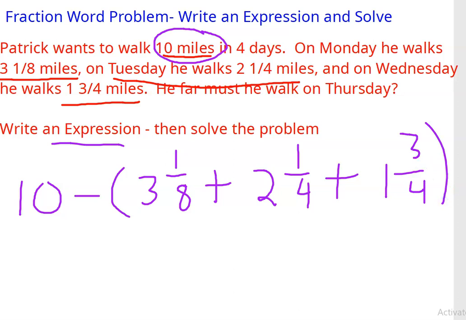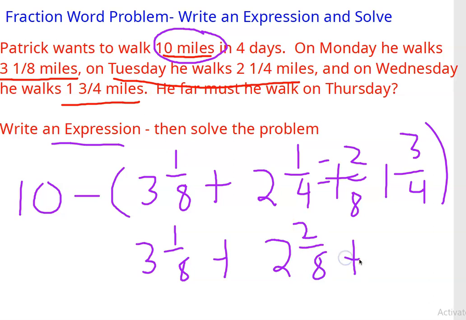Now you're going to need a common denominator for all three. And remember, according to PEMDAS, parentheses come first. So let's get a common denominator and solve our parentheses. So we have 3 1/8 plus, set this equal to 8, so you're going to get 2 2/8. And then plus, you're going to set this equal to 8 as well, so times 2 is 6. So plus 1 6/8.